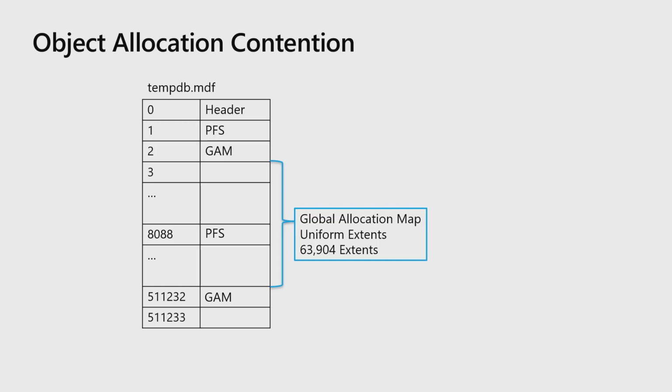Once SQL allocates the extent, it flips a bit for that GAM page from 1 to 0 to show that it's no longer available. The larger the file, the more GAM pages you will have. And for the GAM, you will just get another GAM page after 63,904 extents.